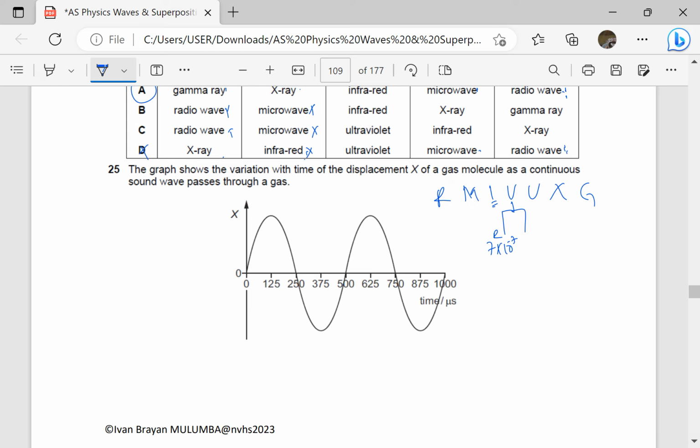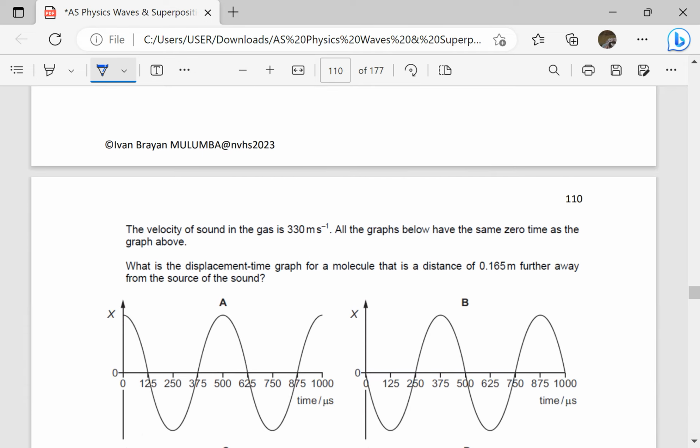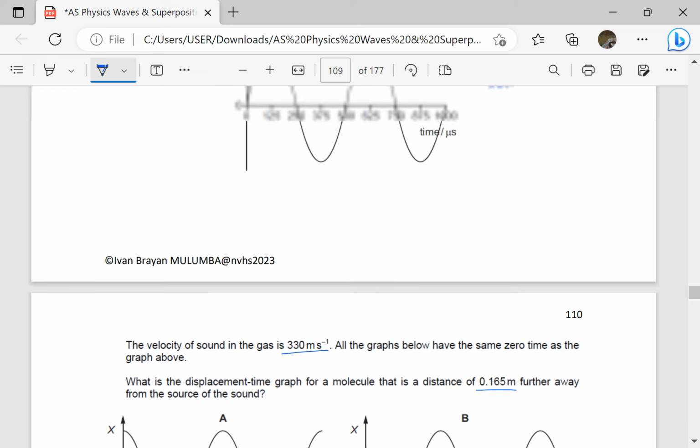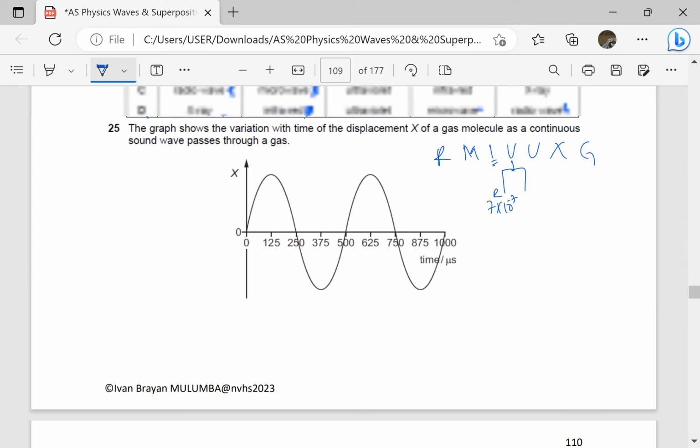The graph shows the variation with the time of the displacement x of a gas molecule as a continuous sound wave passes through a gas. The velocity of sound in the gas is 330 meters per second. All the graphs below have the same zero time as the graph above. What is the displacement time graph for a molecule that is a distance 0.165 meters further away from the source of the sound?